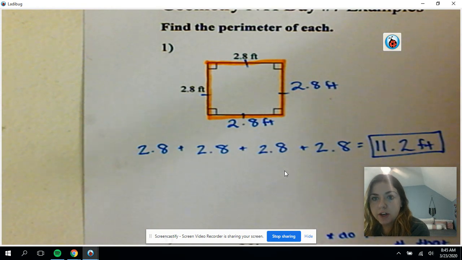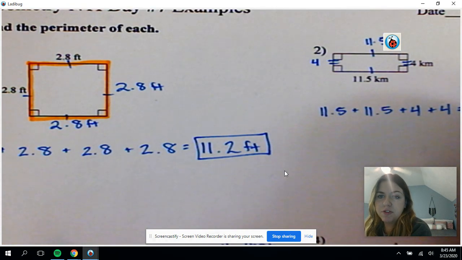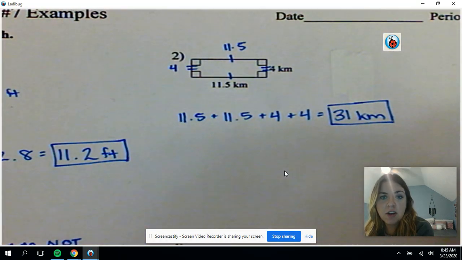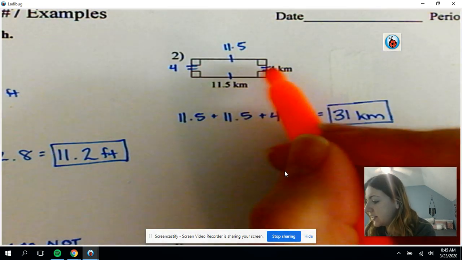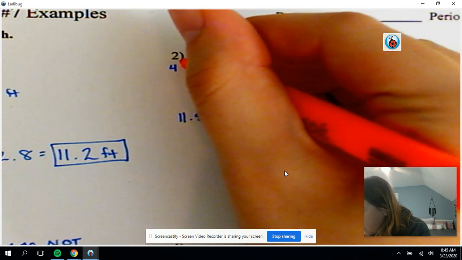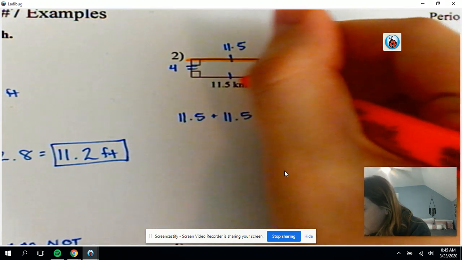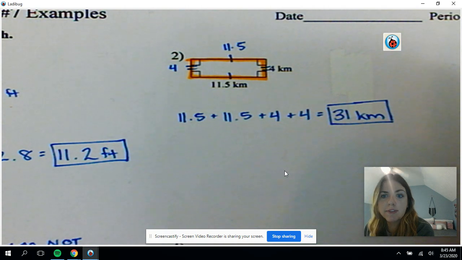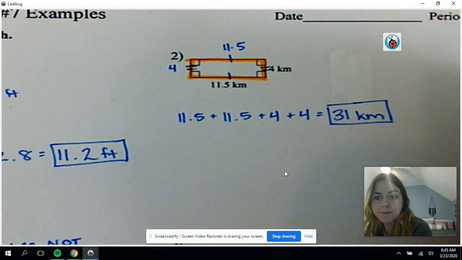Then we move over to a rectangle. With the rectangle, you know opposite sides are equal, are congruent. So 11.5 plus 4 plus 11.5 plus 4 gives me 31 kilometers.